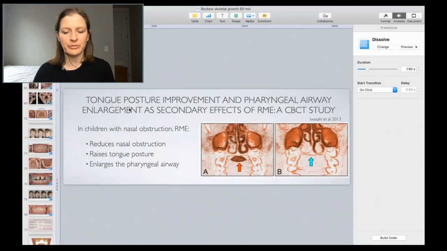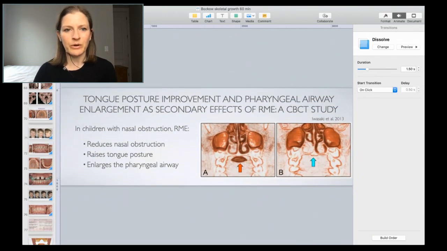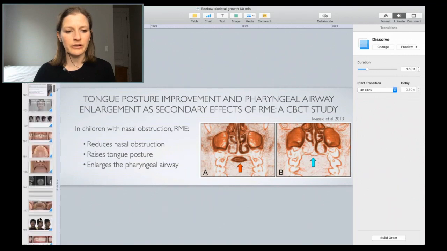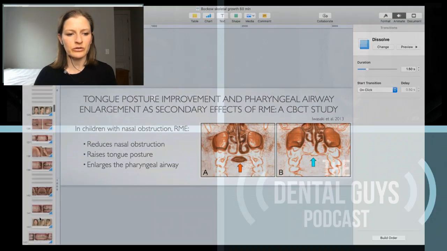I know we're sharing slides here. I've got another slide pulled up, because I know we wanted to pull some stuff from the literature. This paper, a 2013 paper, is all they did: expansion, and they saw auto-correction of the tongue posture. By doing that, it opens up the pharyngeal airway space because the tongue comes up and forward. I can show you other cases too. I want to show you a case where adenoids shrunk just from doing the expansion alone. Bear with me while I scroll to the end.